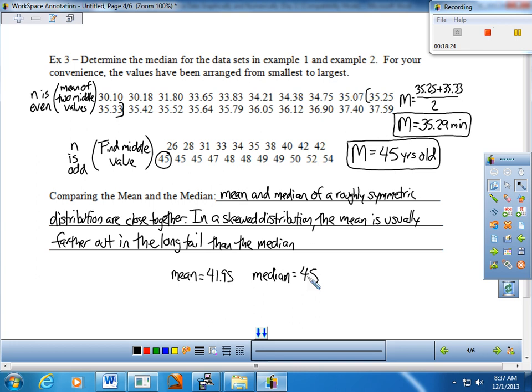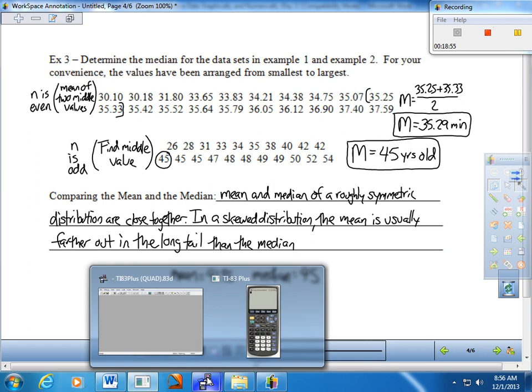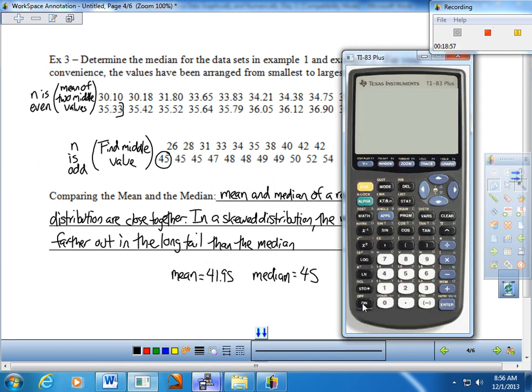And so what this should mean is that this is skewed to the left. It says the mean is usually farther out in the long tail than the median. Wherever the skew is, that's where the mean is typically going to go. So I have this data set already in the calculator here, if you can just give me a moment to see this in action.